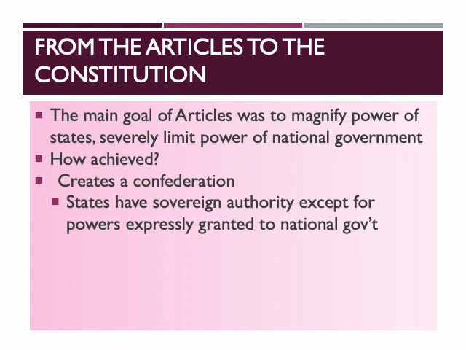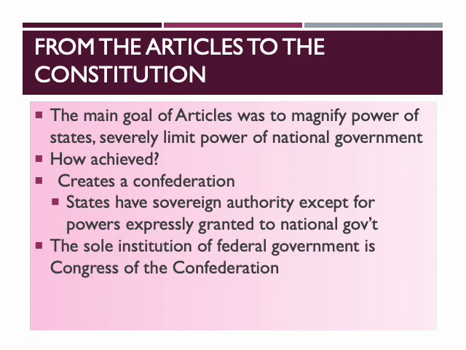And each state had one vote, and a lot of decisions needed to be made either with a 3/4 majority or a unanimous consent of the states. And so the states have the sovereign authority except for powers that were expressly granted to the national government through the Articles of Confederation. And those powers were very limited.